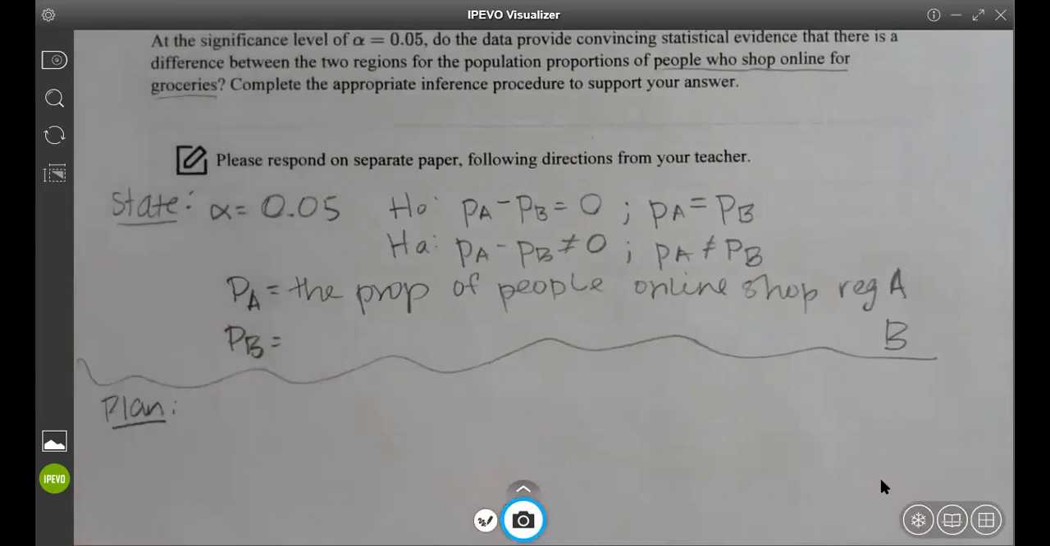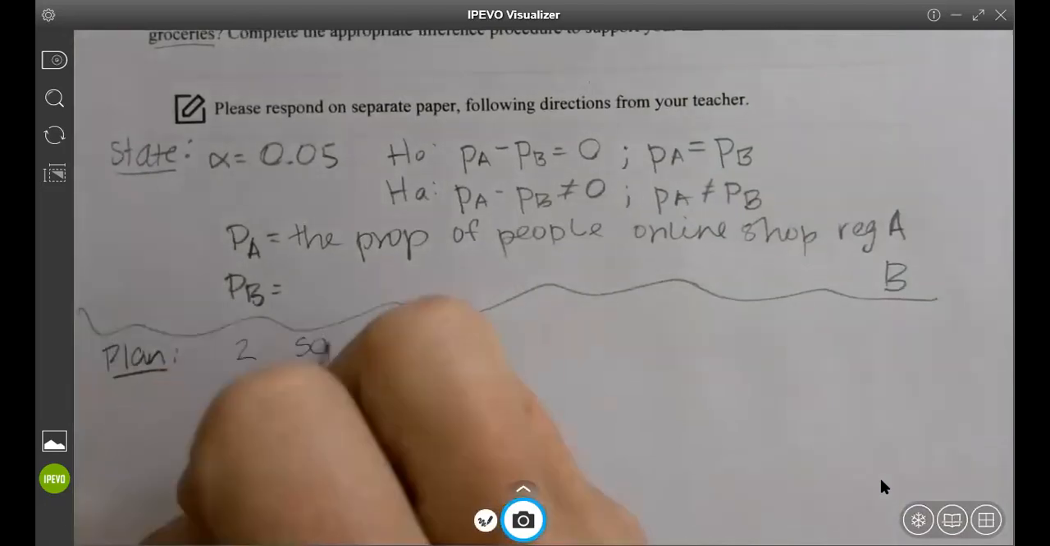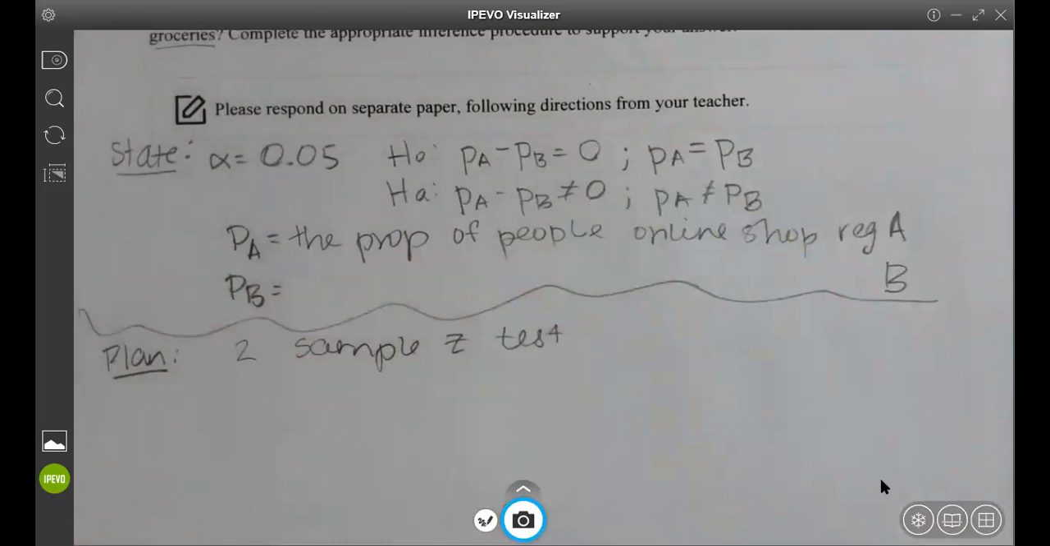What do I need in the plan? What kind of test am I doing? Which one is it? Why is it a Z test? It's proportions. Good. Good job. 2 sample Z test. You get credit for writing that. If you do not write that, you lose credit. Everybody got that? All right. And then we have to do what? What'd you say, Emma? Check conditions. What are our conditions?